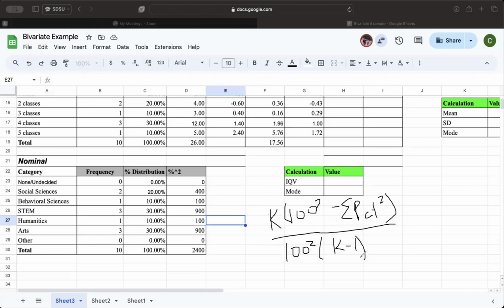And for this nominal variable, you have to make sure that you keep, even if, for instance, I have 0 for none or undecided, I have to keep that in there because this is measuring diversity. So this is going to measure the diversity of my nominal variable or the number of majors that they're choosing. So when I plug in this value, let's see, I have 1, 2, 3, 4, 5, 6, 7. So 7. The sum of percentages squared is right here, right? So that's because I squared all my percentages and I added them up. So that's the sum of percentages squared.